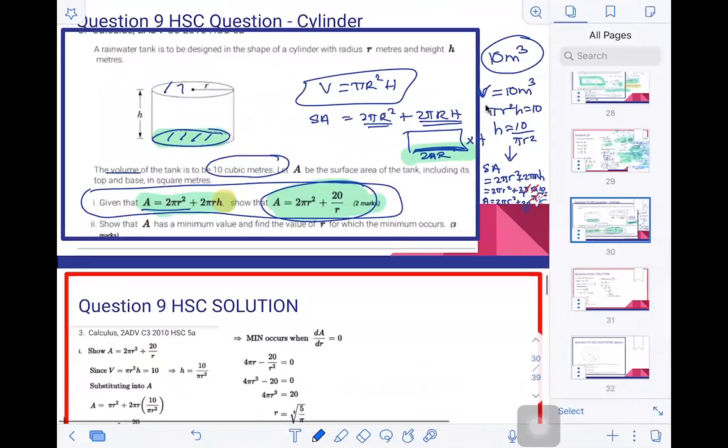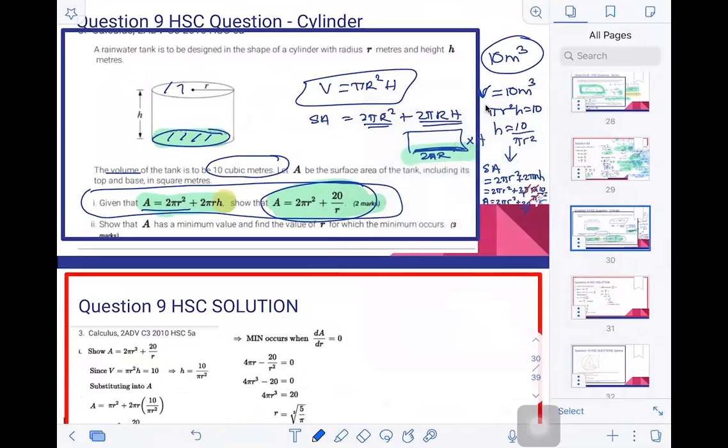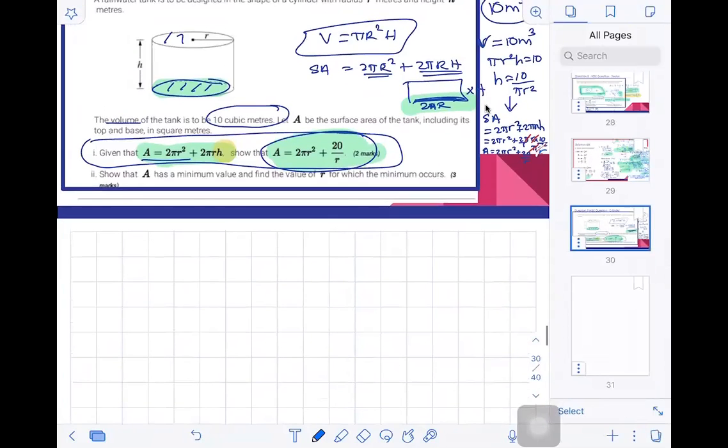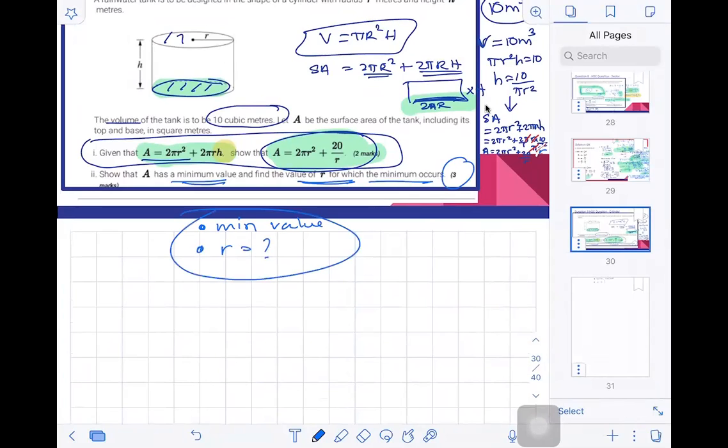So the second part of this, and I'll just give myself some paper, would be the calculus part of it. So you want to get a minimum value for the surface area, and we're going to find the r at which it occurs. This is actually worth 3 marks. So you want to show that A has a minimum value, finding r is the other part, and we don't have to find A.